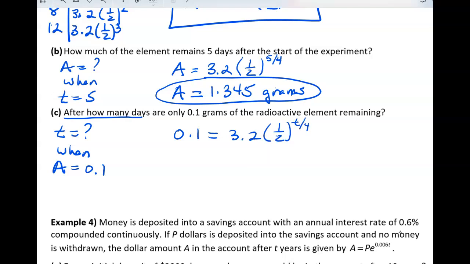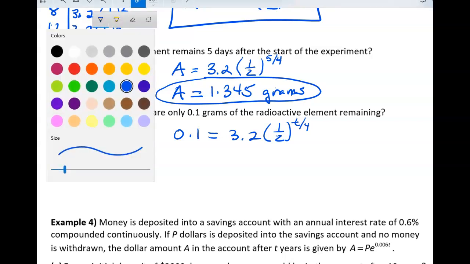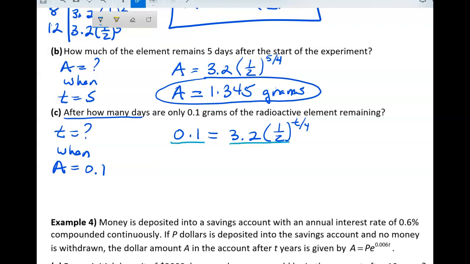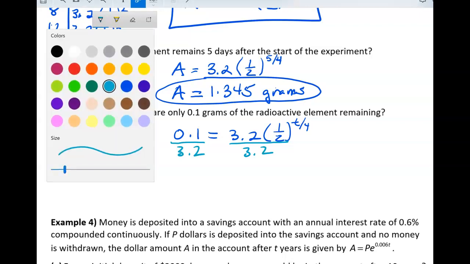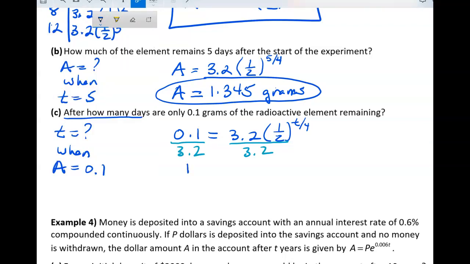So this is an exponential function. We can solve it by putting this in a logarithmic form, but before we put it in a logarithmic form, we need to have that exponential expression isolated. That means 3.2 needs to go away on the right side of the equation. So I'm going to divide both sides by 3.2. And 0.1 divided by 3.2 is the same as 1/32. You can leave it as 0.1 over 3.2 if you wish. It's not going to matter for our final answer.